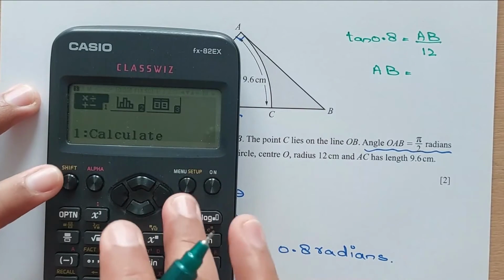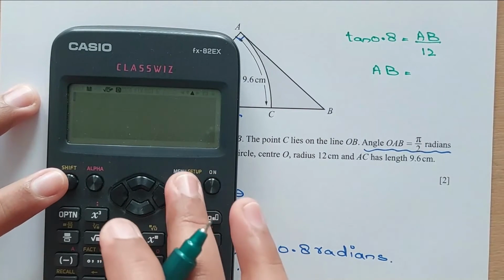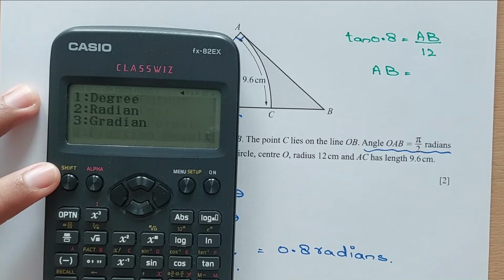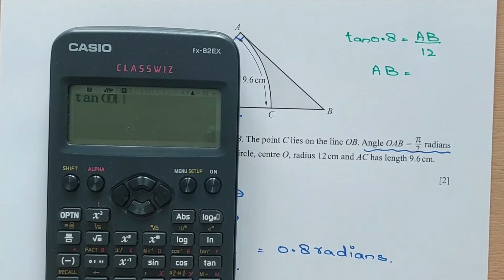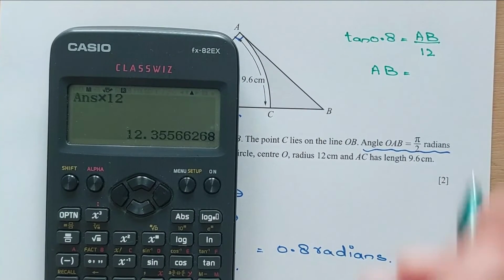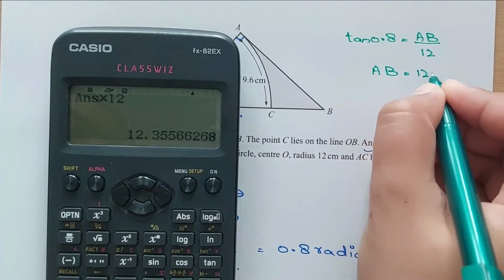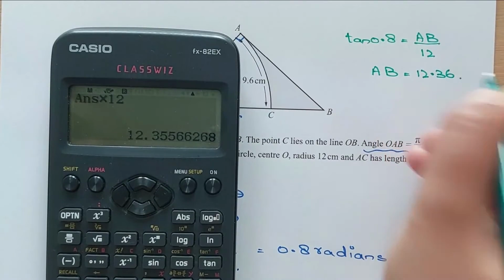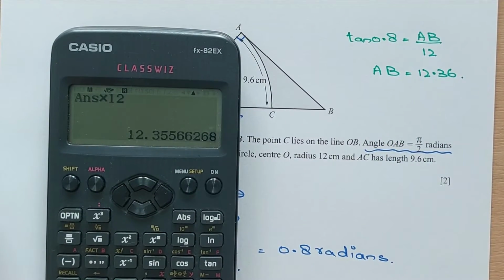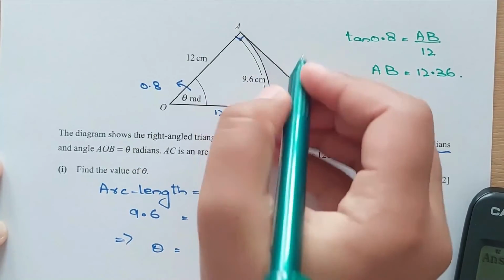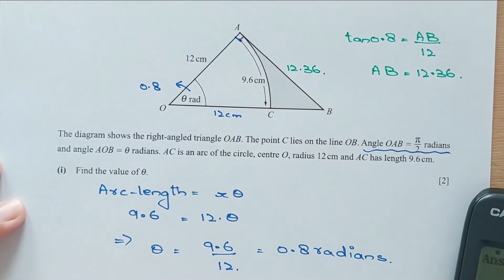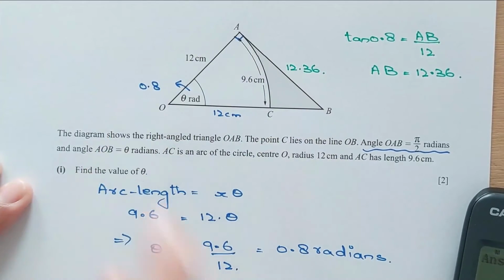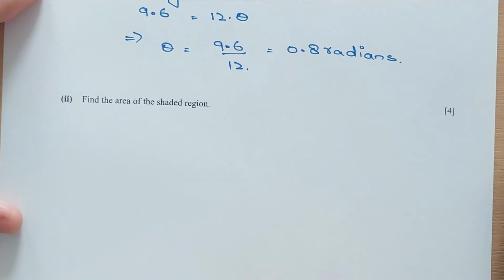So let me convert my calculator into radians now. Now we have tan 0.8 times 12, that is 12.3536, around centimeters. That is the length AB. Now area of a triangle is half base times height. This is a base and this is a height, right? So let me find area of a triangle.